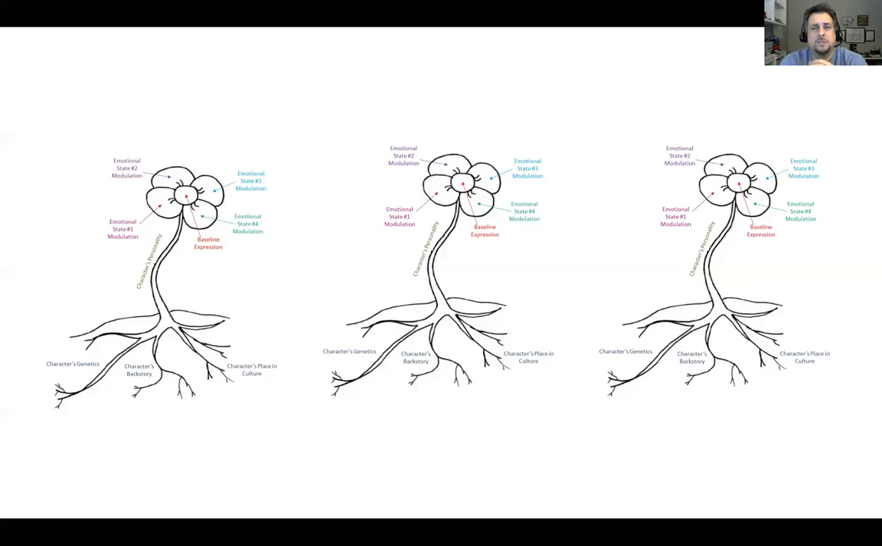The way we do that is by focusing on the blossom of their personality and voice, and how that blossom changes to modulate into the different petals of the voice.